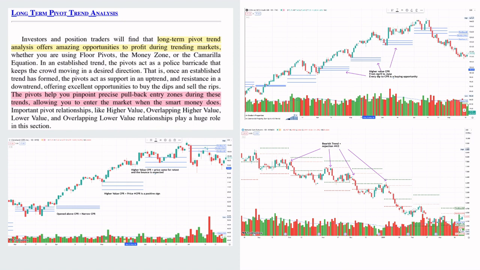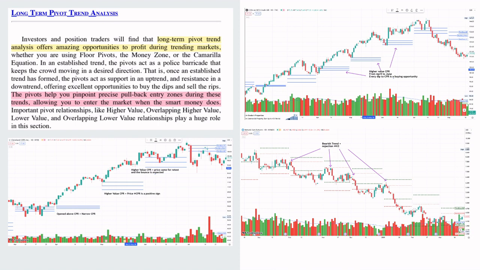Long-term pivot trend analysis offers greater opportunities to make profit during trending markets. As I told, trending means uptrend or downtrend. By using long-term pivot trend analysis, you will have a lot of opportunities to take a trade and be profitable. One more thing: you will be checking the daily chart, but you can take similar positions in a smaller time frame like the hourly chart or 15-minute chart. As I used to tell in my previous technical analysis videos, first of all you need to understand what the longer term trend is in the market.